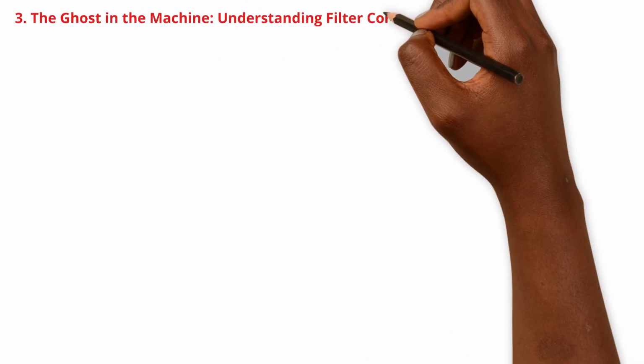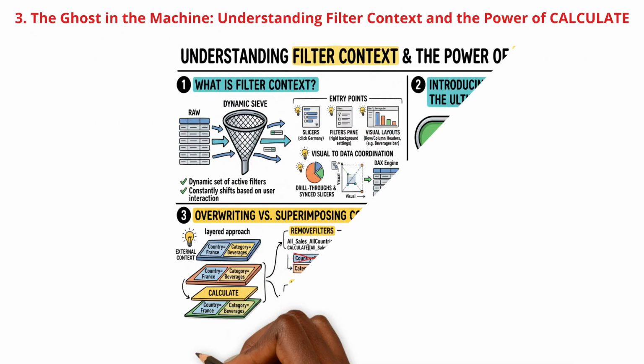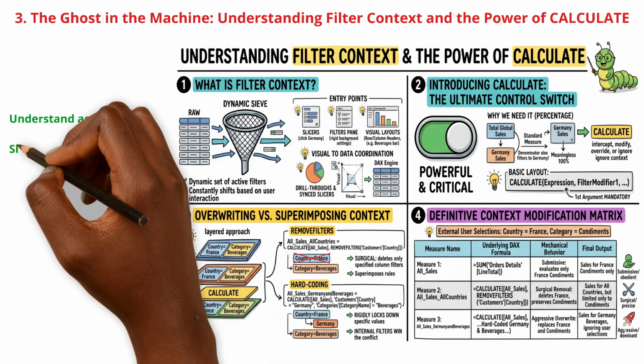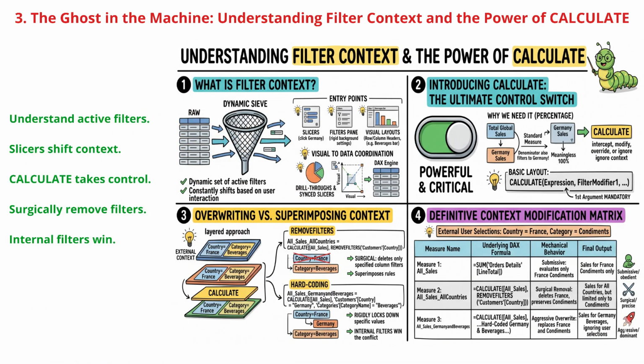Welcome back to your non-techie guide for conquering filter context. Think of it as the dynamic sieve or mesh filter that decides exactly which data rows pass through to be calculated. Context shifts constantly, generated by user slicers, background filter pane settings, visual headers, and even cross-filtering from other charts. But standard measures are completely submissive to whatever the user clicks on the page.